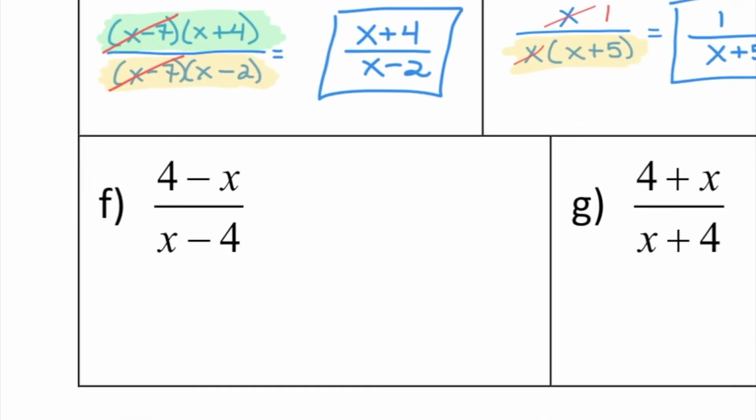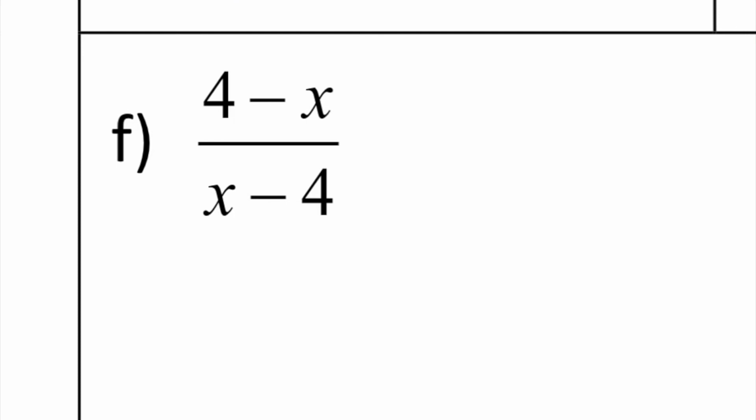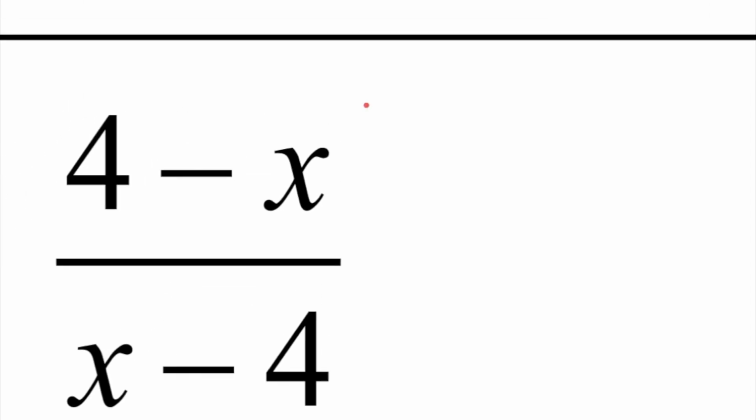Now in letter F, I want you to remember that subtraction can't just randomly be written forward and backwards. X minus 4 and 4 minus x are two different expressions, and therefore they wouldn't have the same answer. And so you can't just say, oh, those cancel each other out and it's 1, because it's not equal to 1.